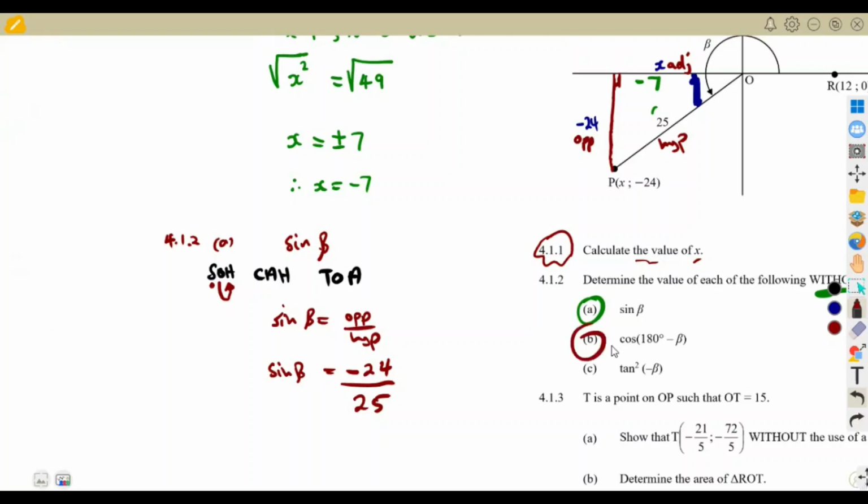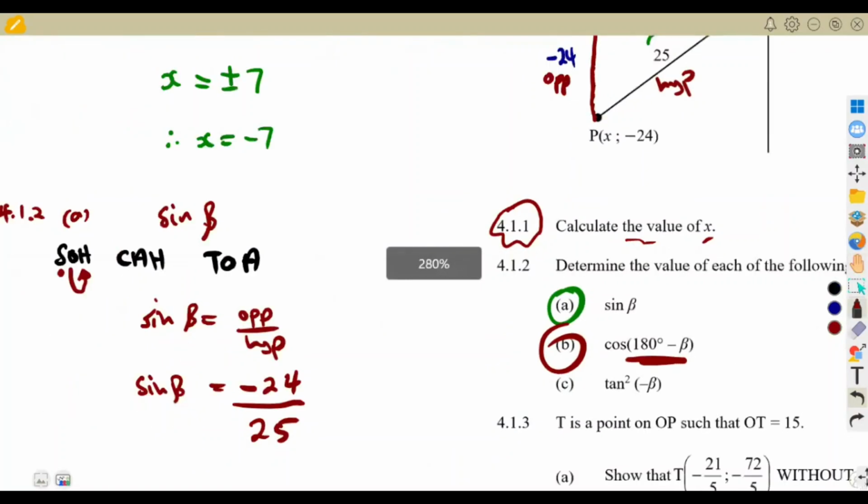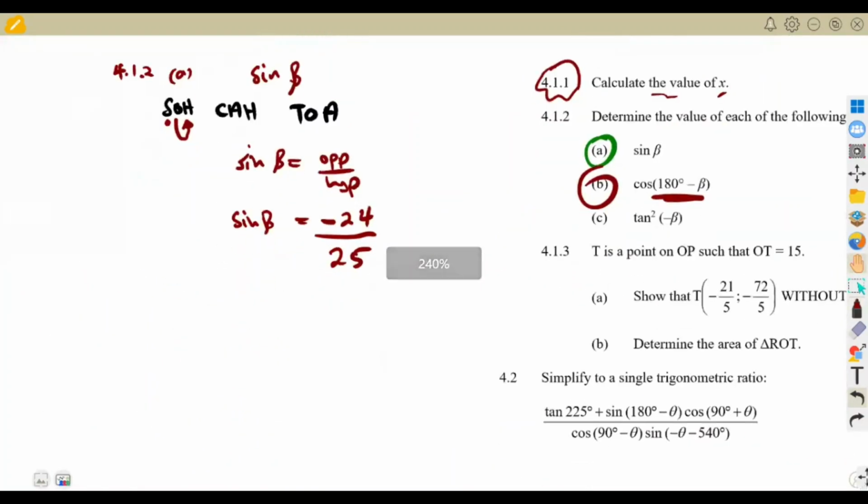All right. Then we move on to B, cos of 180 minus beta. How can we simplify this? The cos of 180 minus beta. This is the item B. So we need the cosine of 180 degrees minus beta. Remember, we are supposed to use the reduction formula from our reduction of angles. What is the indication first of 180 minus beta? What does it mean?